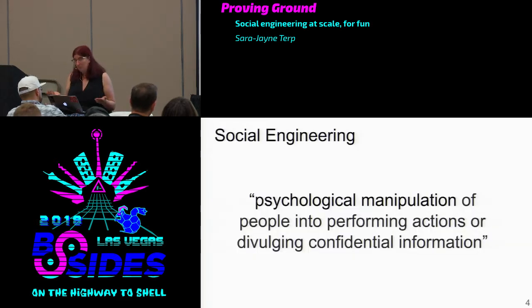Social engineering. You're at BSides, so you've probably seen some social engineering, but it's this idea of manipulating people. So, psychological manipulation, and the classic definitions are for gaining access to information and getting people to perform actions. This is a third part. You're not just getting people to perform actions, you're getting people to persuade other people to perform actions. So this is a scaling.